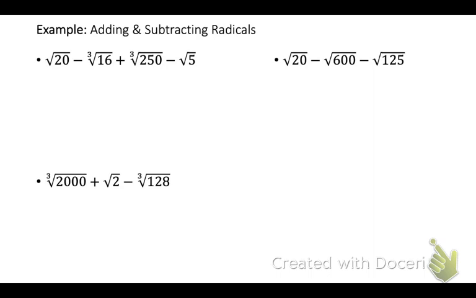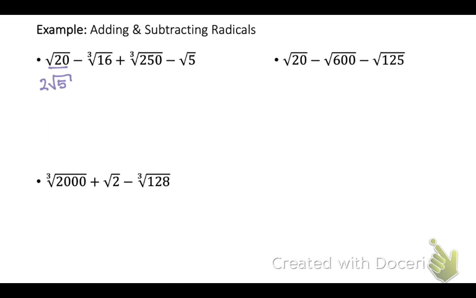20 is what times what? 5 times 4. What's the square root of 4? 2. So I have 2 square root of 5. How did you get 2 square root of 5? You have the square root of 4 times the square root of 5. What's the square root of 4? Oh, 2. Back to geometry.